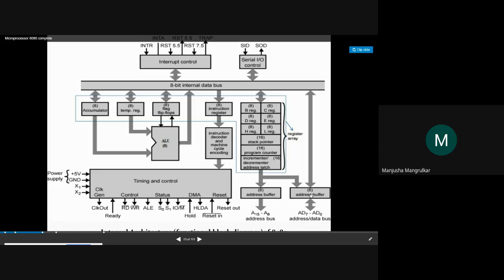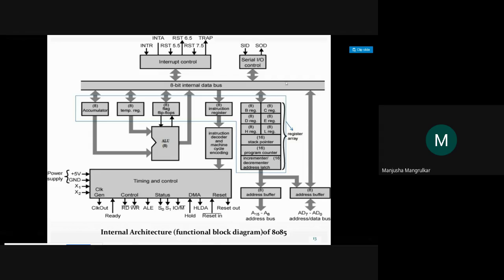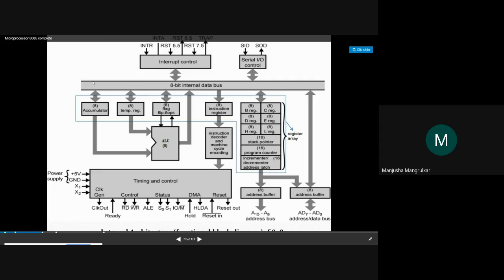So if it is demultiplexed, what is the signal? It is A7 to A0. If it is demultiplexed, the data signal is D0 to D7. Otherwise it is combined AD7 to AD0, and after that A8 to A15 is your separate address line. So the total address line is A15 to A0 and your data line is D7 to D0, right? This is your data line. An 8-bit data bus is going on.